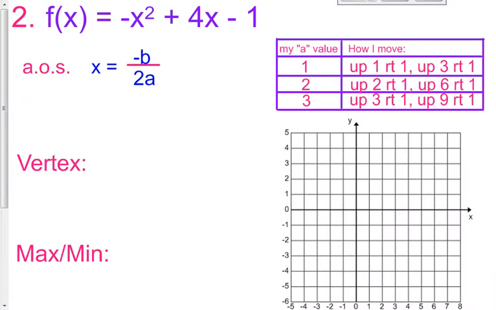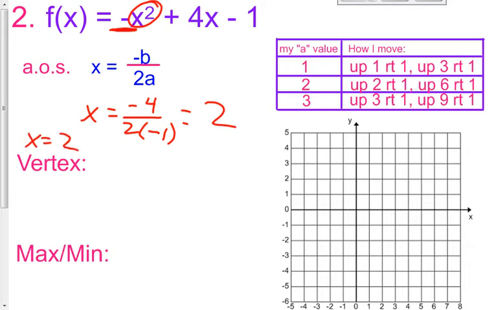All right, as you've done this on your own, you found out that you should get a parabola that goes down, correct? When you know x is squared, you know it's a parabola, and when you know your a value is a negative 1, you know that it's a parabola that opens down. So you found your axis of symmetry by doing x equals a negative 4 over 2 times a negative 1. So a negative 4 divided by a negative 2 is a positive 2. So your axis of symmetry is x equals a positive 2.